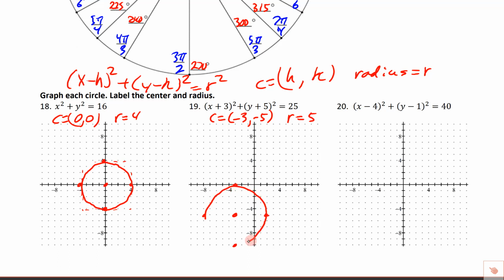Okay, and mine happens to be in 2 pieces here, so there we go. And then this one right here, again, the center is going to be the opposite of this, so that's going to be a 4. Opposite of this, that's going to be a 1. And then the radius is going to be the square root of 40.